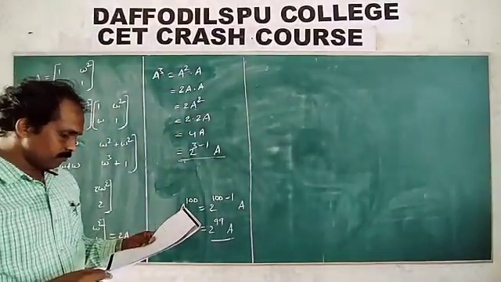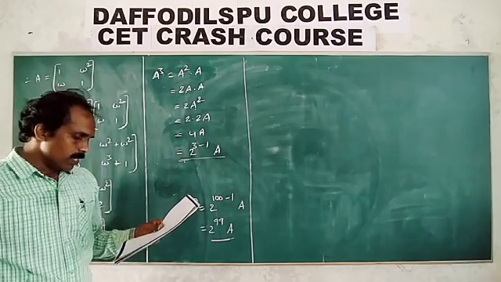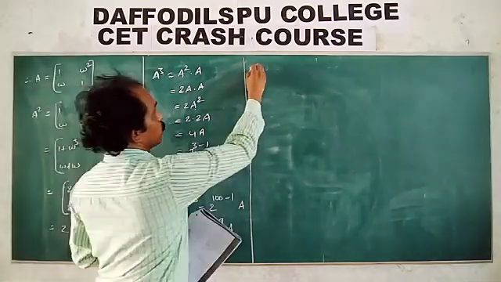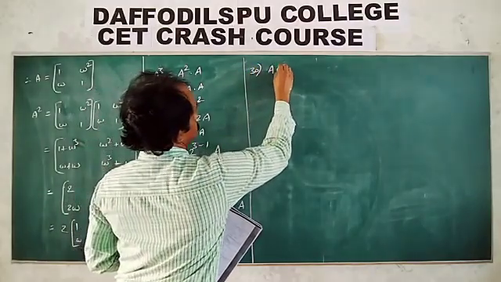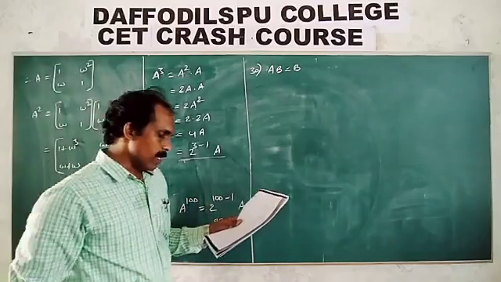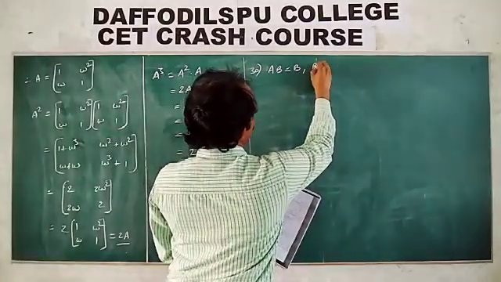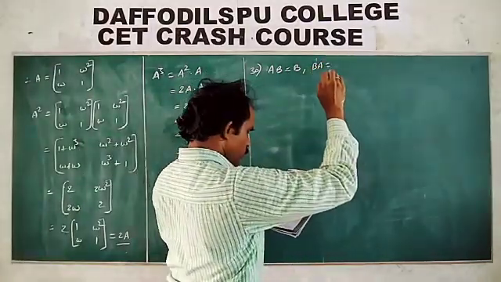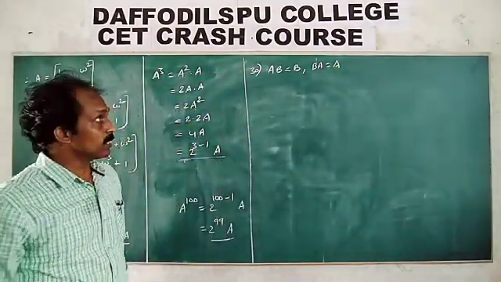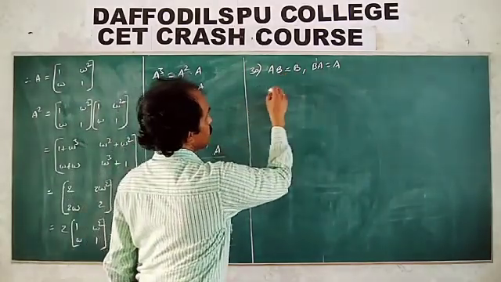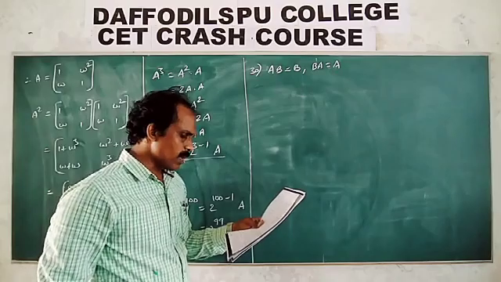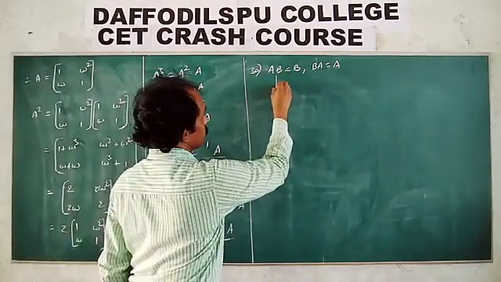Next, question 30. A and B are two matrices such that AB is equal to B and BA is equal to A. First of all, what do they ask? A square plus B square. A square plus B square value, how much?